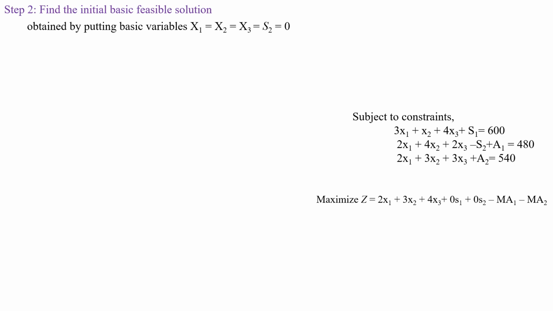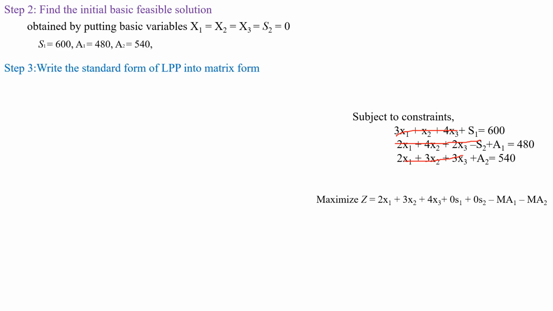First I substitute x1, x2, x3 as 0 in the first constraint equation. We will get the S1 value, that is 600. Next I substitute x1, x2, x3 and S2 as 0 in the second constraint, and then we will get the A1 value as 480. Similarly, we substitute the x1, x2, x3 values as 0 in the third constraint. We will get the A2 value as 540.